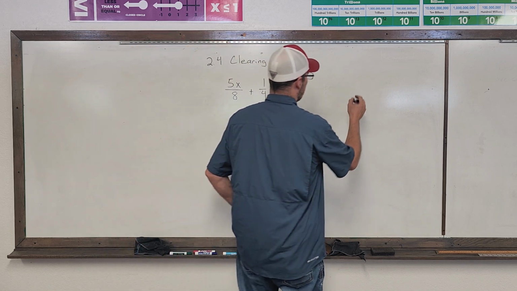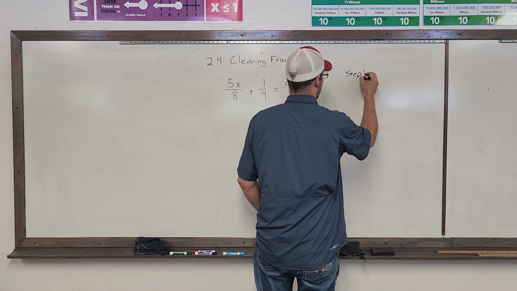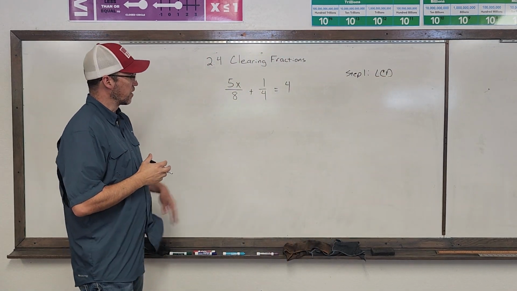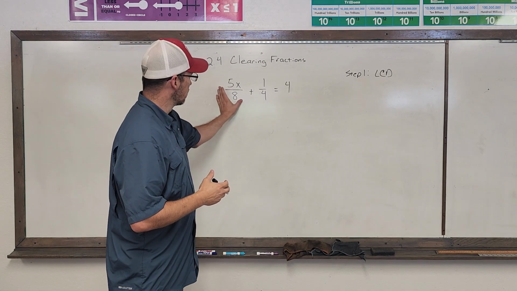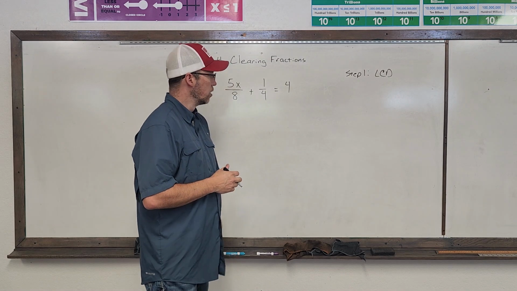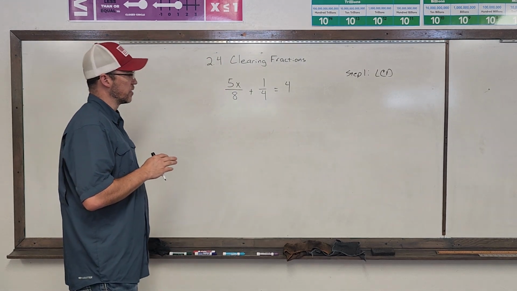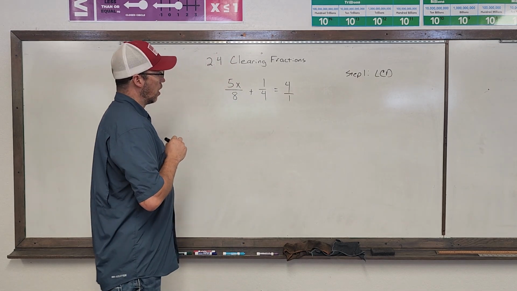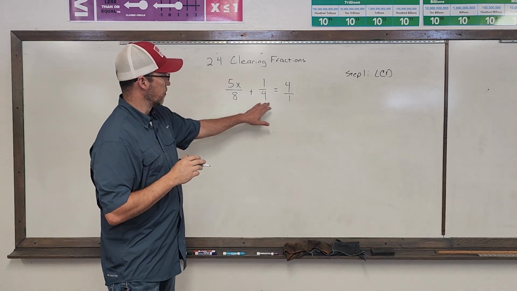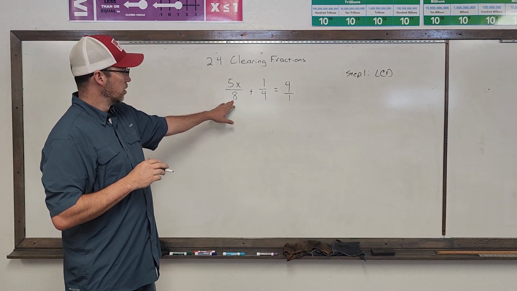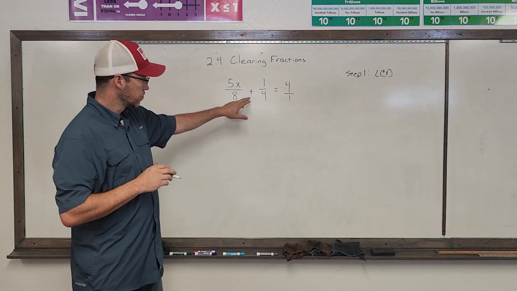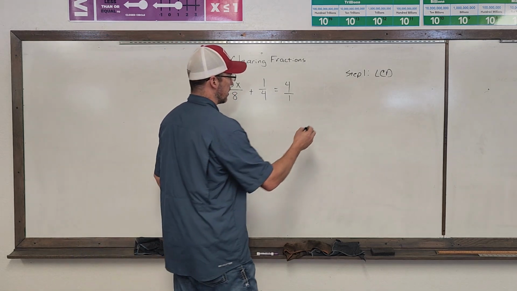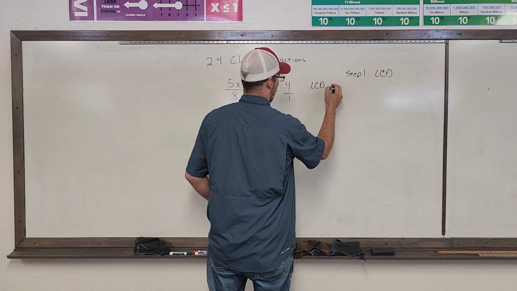Step one is I need to identify my LCD, or the least common denominator. So I've got three different things here. I've got 5x over 8, I've got 1 over 4, and I've got 4. So between those three things, what is the least common denominator? I'm always going to start, we understand this is technically over 1. To find my LCD, I'm always going to start with the biggest denominator. So I'm going to start with 8. It's bigger than the others. So I know 8 goes into 8 one time. Does 4 go into 8? Yeah, it goes in there twice. And does 1 go into 8? So there we go. I've identified my LCD as 8.